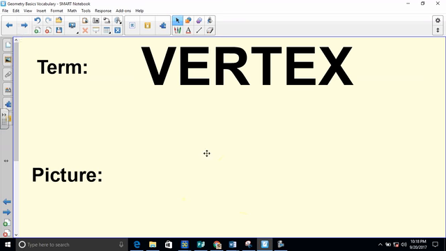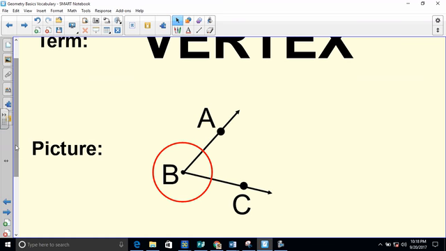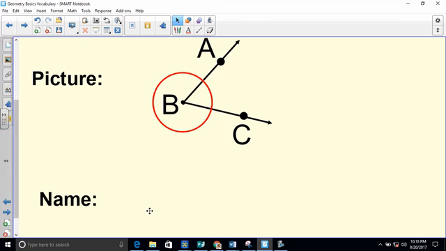And so just speaking of a vertex, again, if you have an angle, the vertex is where the two rays meet. Remember when you're naming an angle by 3 letters, the middle letter has to be the vertex of the angle. And the vertex is a point, so we'll just name it point B.